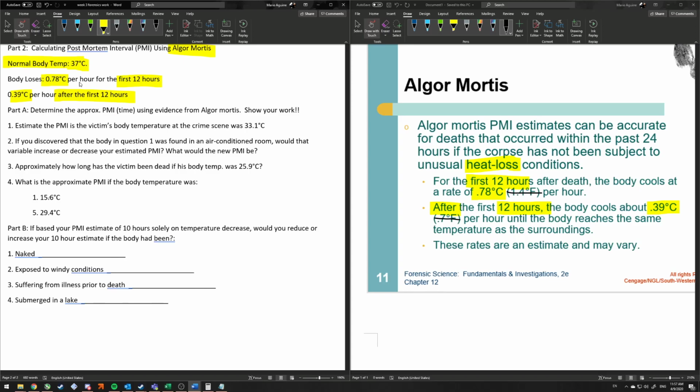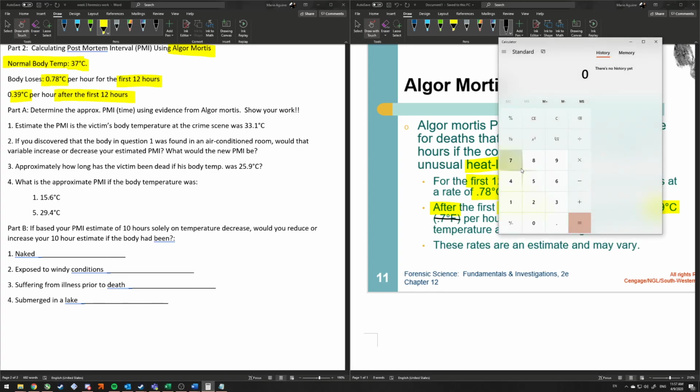So all I'm going to do is take my little calculator and put 0.78 times 12. I got that 0.78 from right here, and I got the 12 from right here. So it turns out that we lose 9.36 degrees Celsius after 12 hours. So what is that in terms of temperature? 37, which is the normal body temperature, minus 9.36, which means that after 12 hours, our body is at a temperature of 27.6 degrees Celsius.